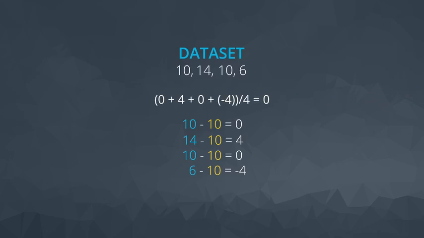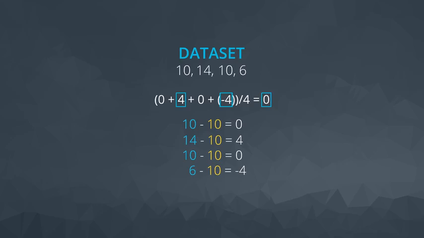Then, if we were to average these distances, the positive would cancel with the negative value, and the value of 0 isn't a great measure of the spread here. 0 would suggest that all the values are the same, or that there's no spread.